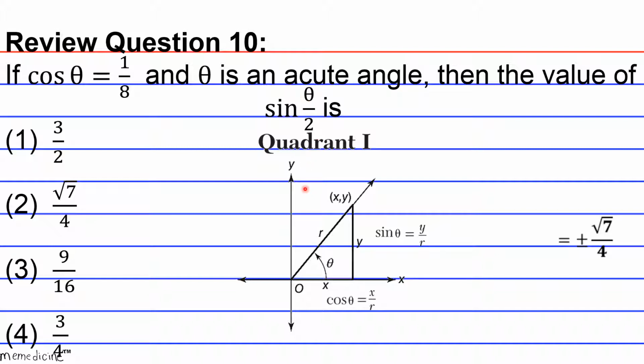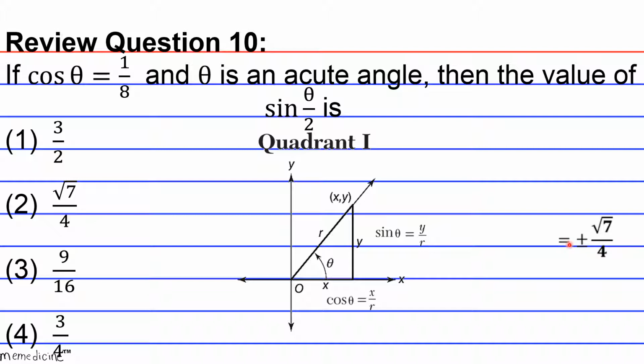And if you further divide an acute angle by any number greater than 1, you're going to end up with something that's also acute. So what we're looking for is to decide which sign we're going to keep.